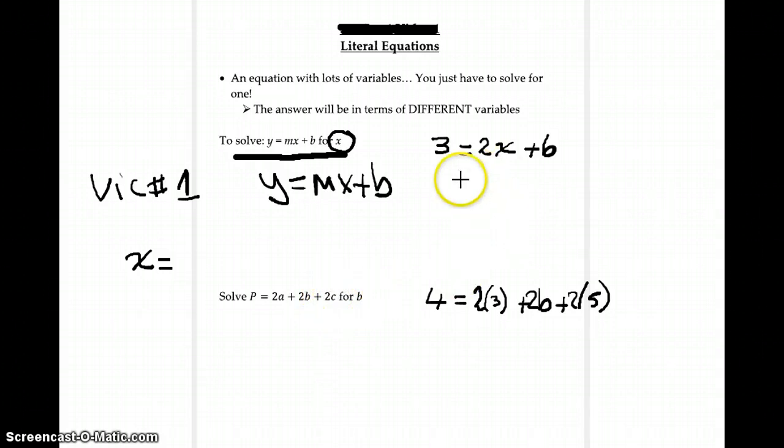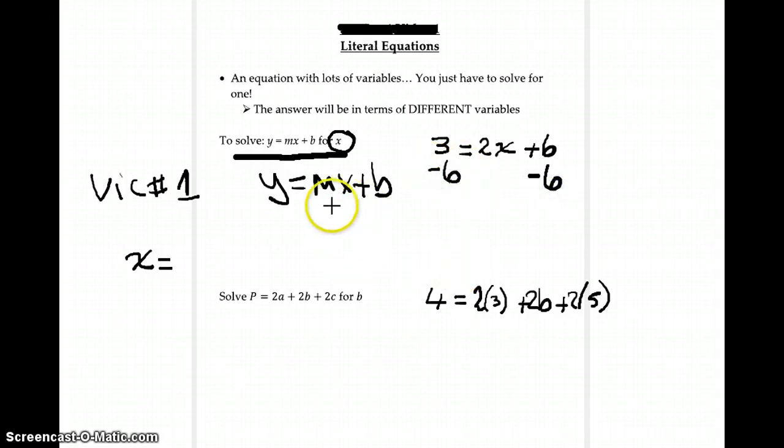Well, let's take a look at this over here. What I did was I replaced the y with a number, I replaced the m with a number, and I replaced the b with a number. If we were given this particular problem, I think at this point in our algebra career, we would know that the first thing that we would do is subtract 6 from both sides.